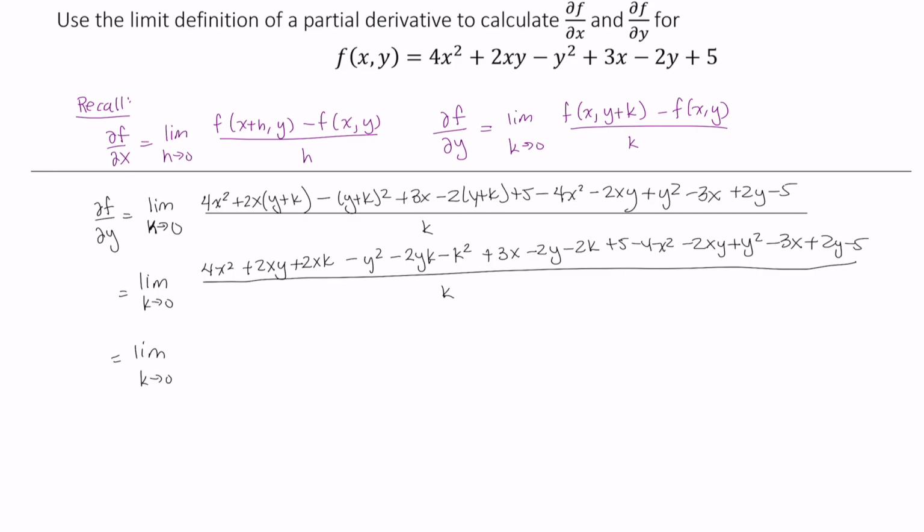Now, before I write anything down, I'm going to go ahead and see what adds up to 0. 4x squared minus 4x squared is 0. Positive 2xy minus 2xy is 0. Negative y squared plus y squared is also 0. 3x minus 3x is 0. Negative 2y plus 2y is 0. And then finally, 5 minus 5 is 0. And if I didn't miss anything, it'll come out in the next step. So what we have left is 2xk minus 2yk minus k squared minus 2k. And this entire quantity divided by k.